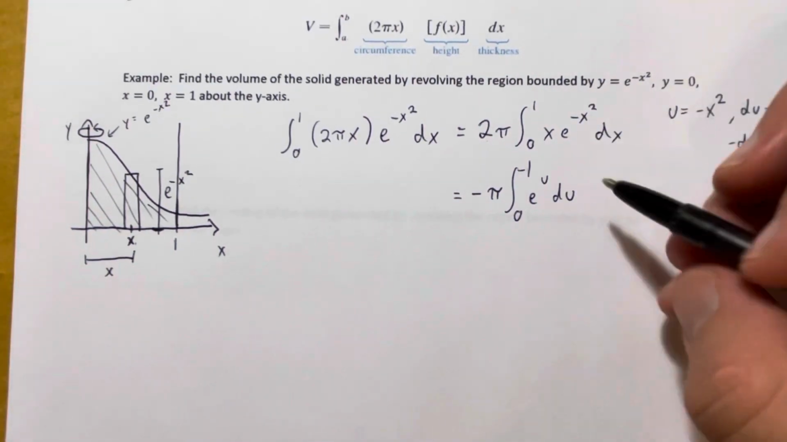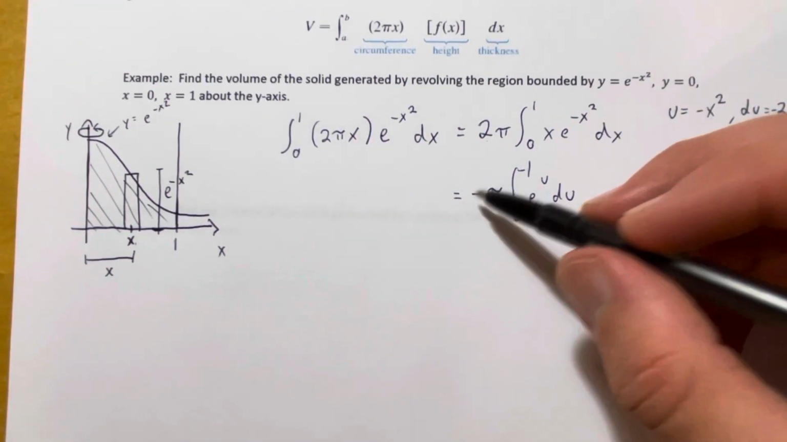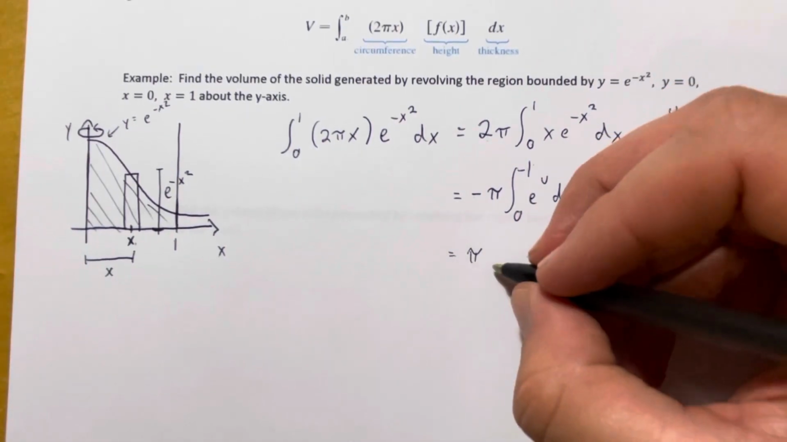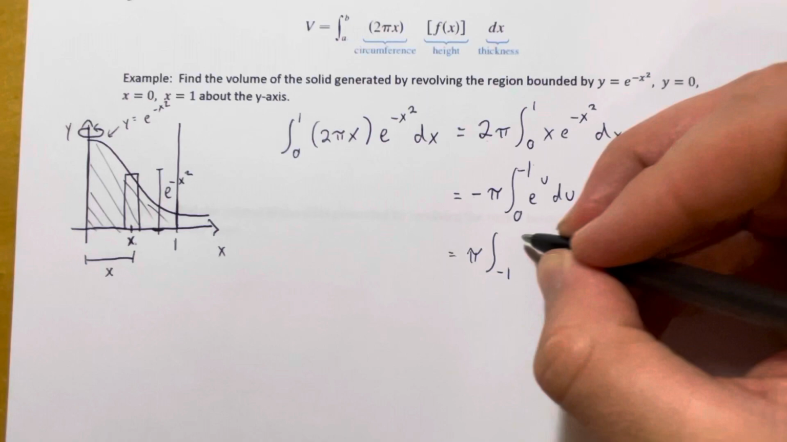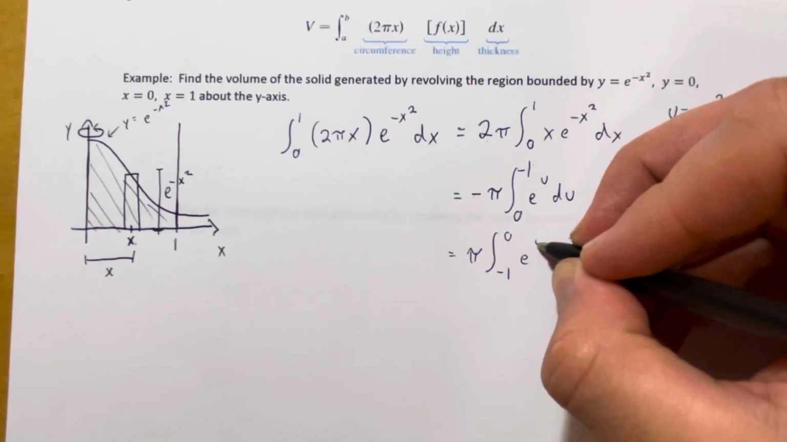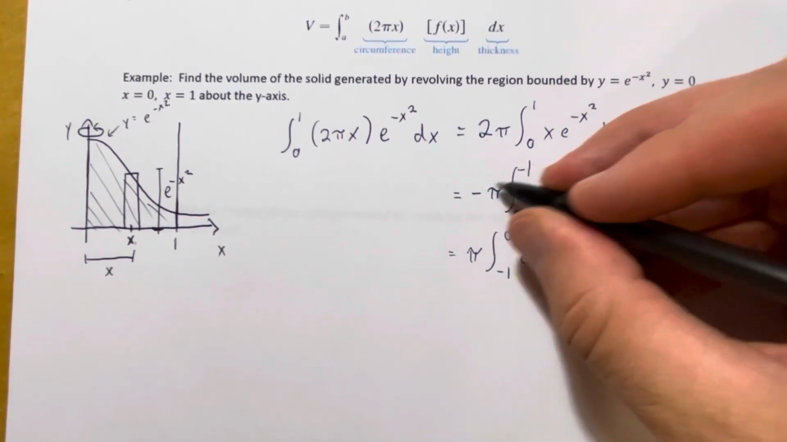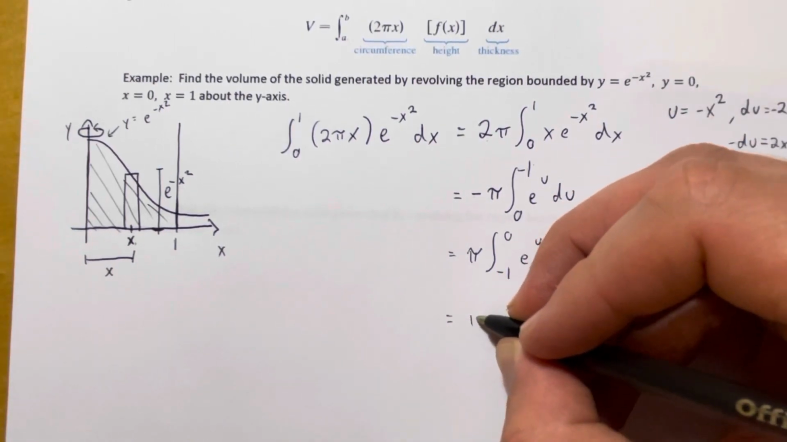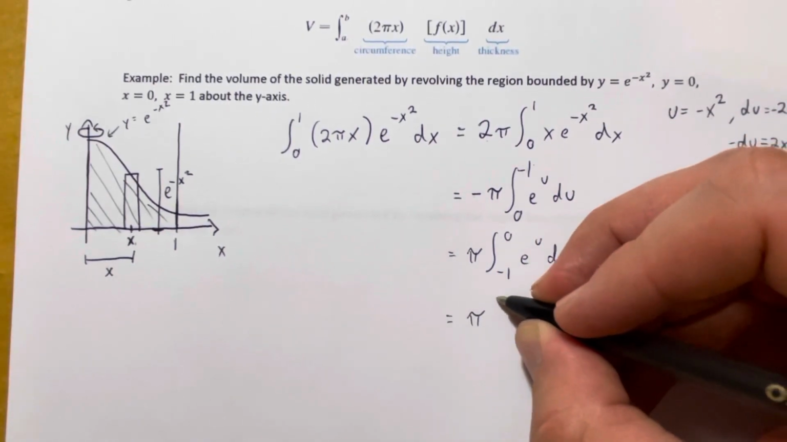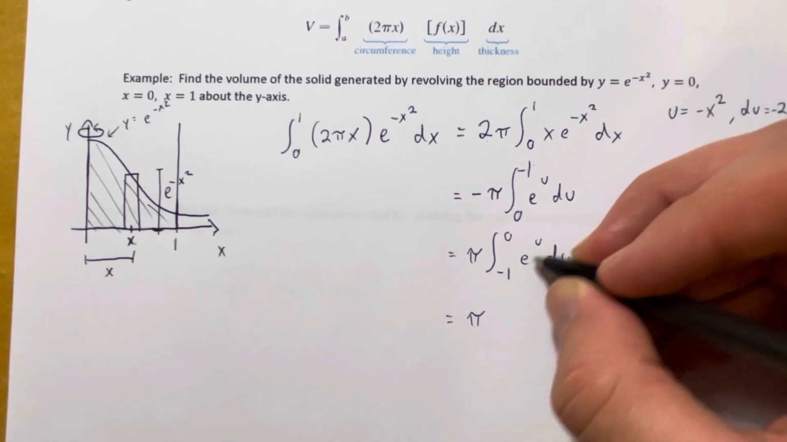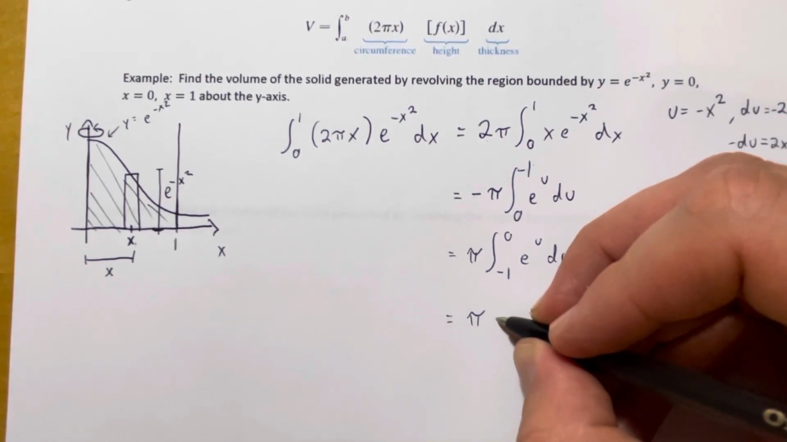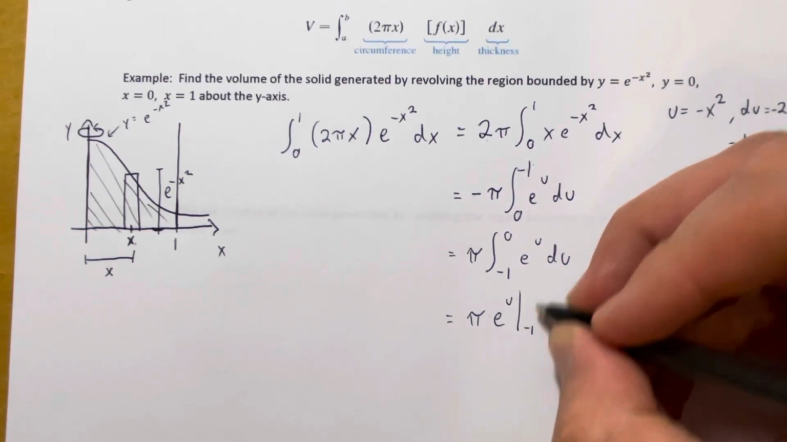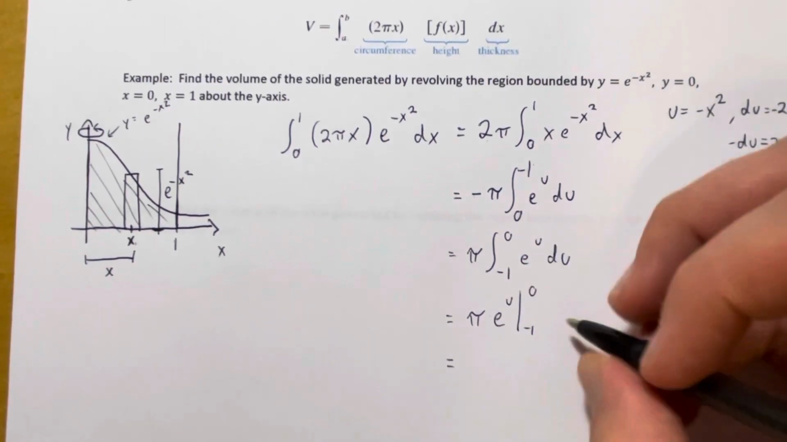Okay, here I can use this minus sign to flip the order of integration. We saw that in the previous section. So now I have negative 1 to 0, e to the u du, and my negative is not there anymore because I used it for something. This is a simple integral. The exponential function is its own antiderivative, and its own derivative. I get pi times e to the u from negative 1 to 0.